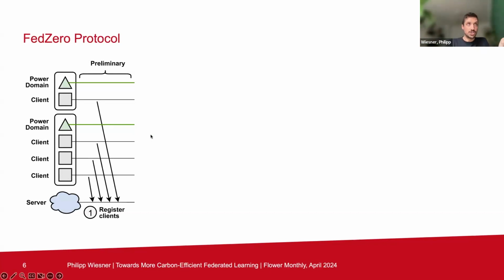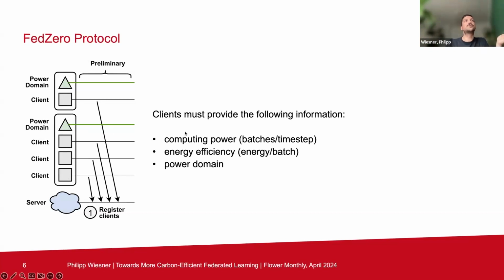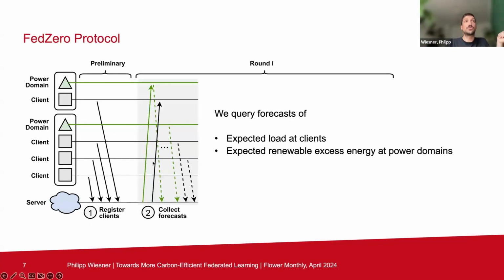Now, at the beginning of each training, clients need to provide certain information to the server, which is their computing power, their energy efficiency, and also which power domain they belong to. And after the server has gathered all this information, the first round can start, and the server queries forecasts. It queries forecasts for spare capacity at clients. So we do load forecasting at clients to identify when in the future we might have underutilized hardware. And as well, we're querying forecasts for renewable excess energy.